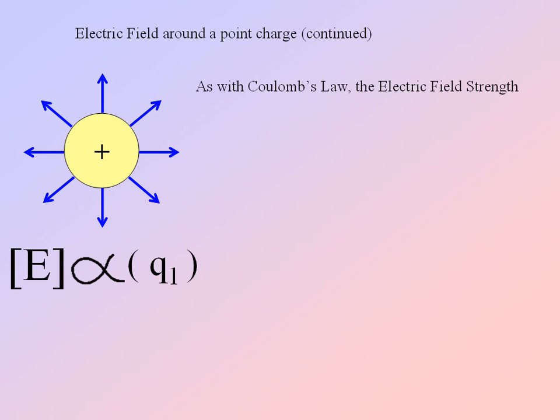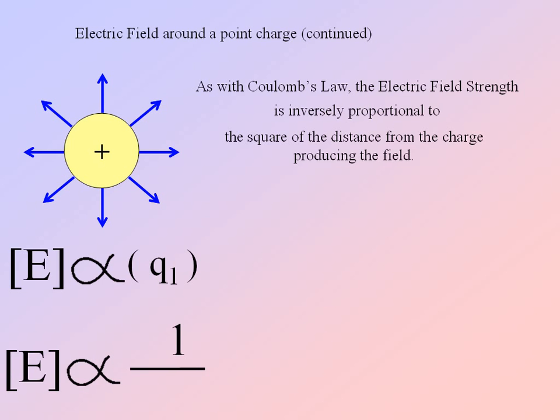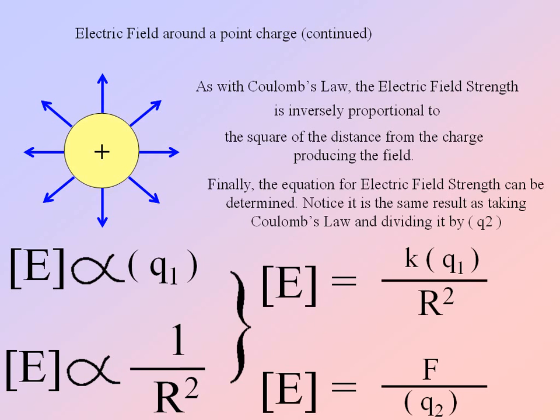As with Coulomb's law, the electric field strength E is inversely proportional to the square of the distance from the charge producing the field. E is proportional to 1 over r squared. Finally, the equation for electric field strength can be determined, since it is the same result as taking Coulomb's law and dividing it by Q2, or the test charge. So E is equal to F over Q.